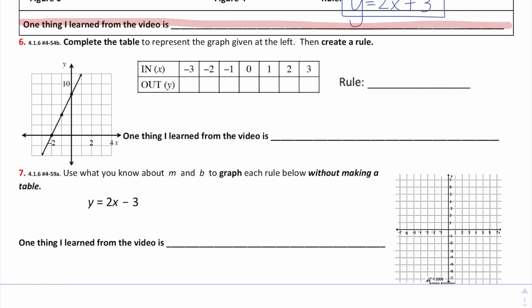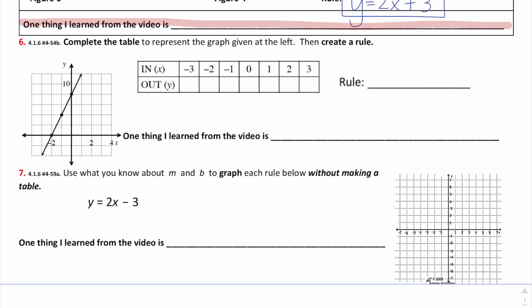Number 6, on Math 7a, Unit 4, Chapter Test. Complete the table to represent the graph given at the left, then create a rule. Okay, so let's go ahead and write this out. Complete the table. Let's go ahead and complete it at -3.